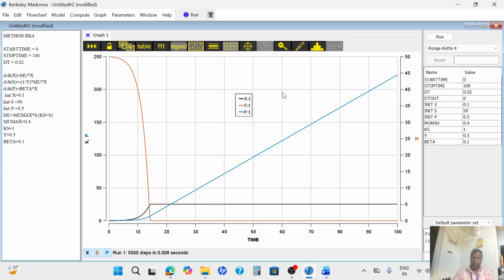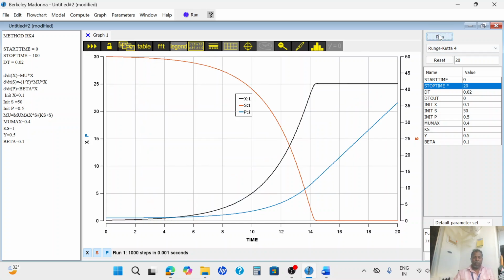Suppose I want to check the conditions, I can make the stop time 20, then we'll run it. So this is the way we can predict the first order batch reactor operation. The substrate is reducing, the product is increasing, as well as the biomass is also increasing, for the time period of 20 hours.